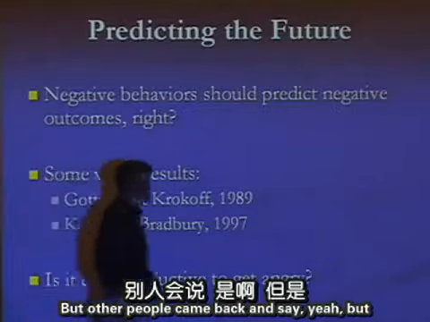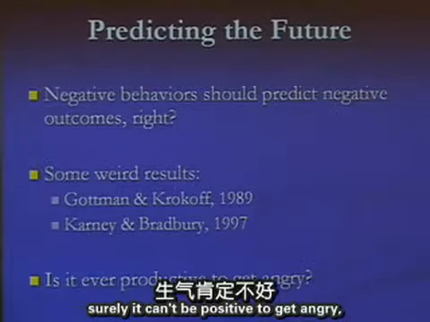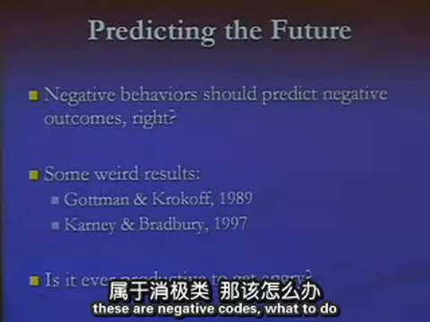But other people came back and said, yeah, but can't you talk about them in a nice way? I mean, surely it can't be positive to sort of lay into your partner and get angry. I mean, these are negative codes. What to do? What to do?